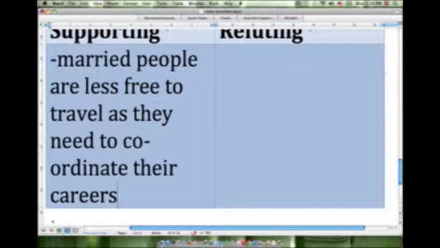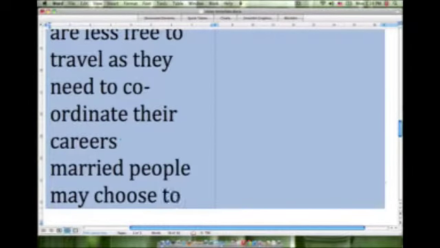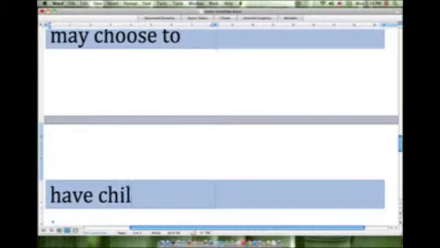And now if we think about another reason that would support this side of the argument, perhaps, well, married people are usually more likely to have children before unmarried people. And I suppose if someone marries earlier, there's probably a good chance that they would have children earlier. And children require a lot of supervision, and they perhaps take up a lot of a person's extra time. So perhaps we could say something like married people may choose to have children, which restricts time. Excuse me, I forgot to put my dash.